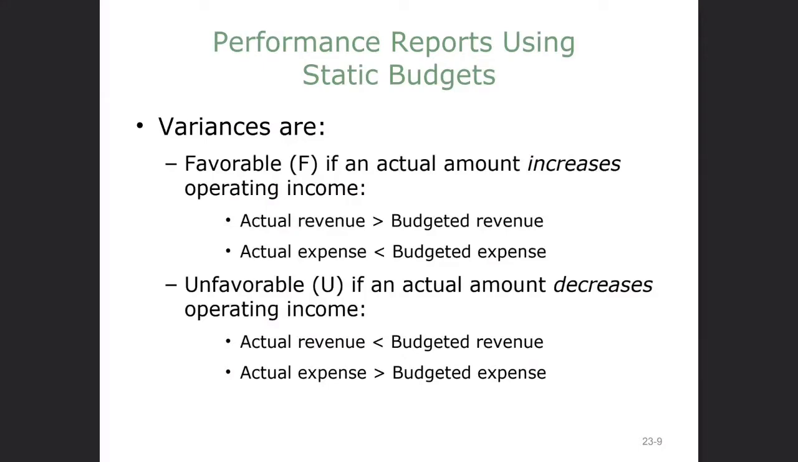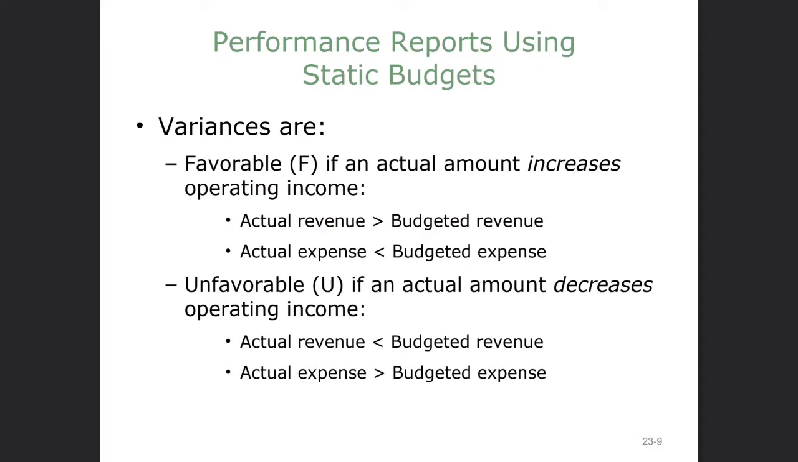So a favorable variance is something that is good for you, and an unfavorable variance is something that is not good for you. So if an actual amount increases your operating income, that's favorable. You would like to have a higher operating income because that means your income is higher. If the actual amount decreases your operating income, then you're making less income than you thought you would, and therefore it's unfavorable.